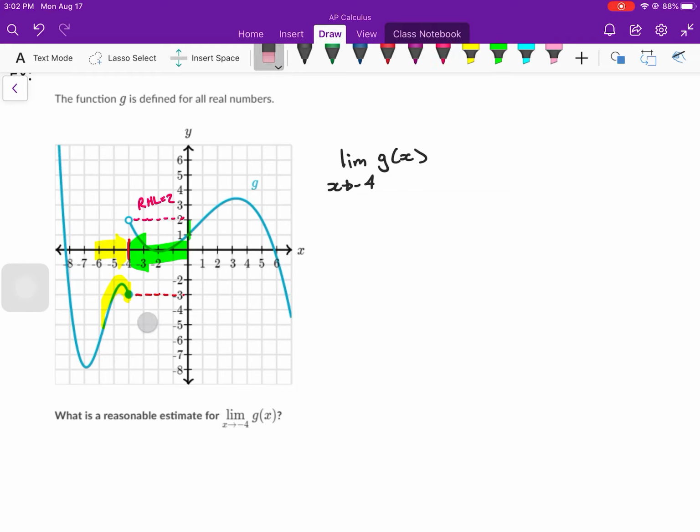I don't like using red there. I should have used a different color. So from the left, we got -3. Look at that. The output's approaching -3 from the left as we get close to -4. Remember, x is approaching -4 here. But from the right, as we approach -4, notice it's going up to 2. So for this limit, we would say the limit does not exist.